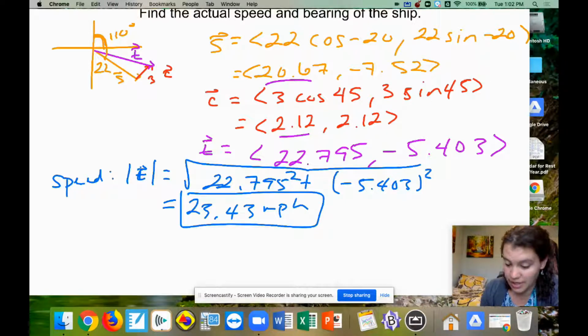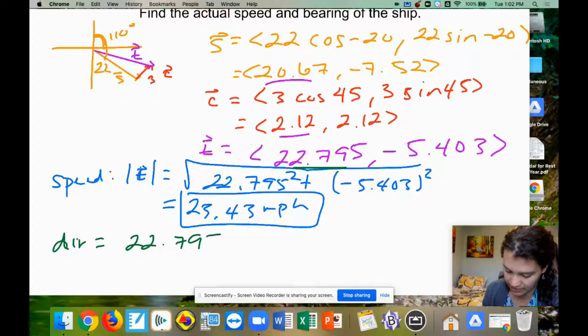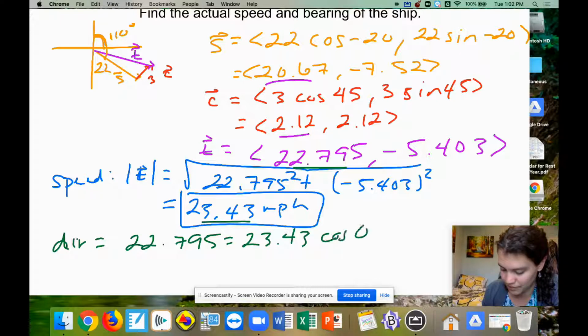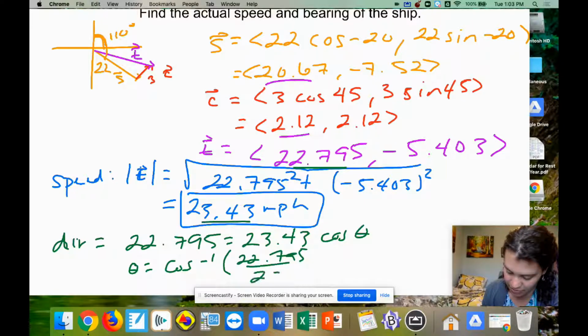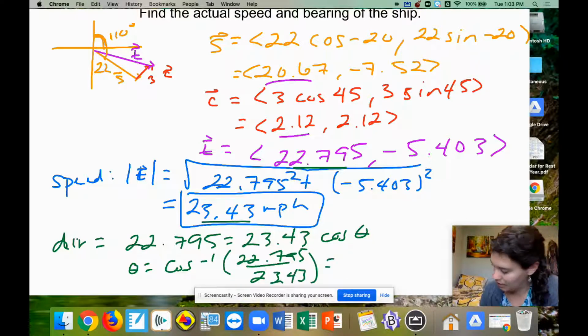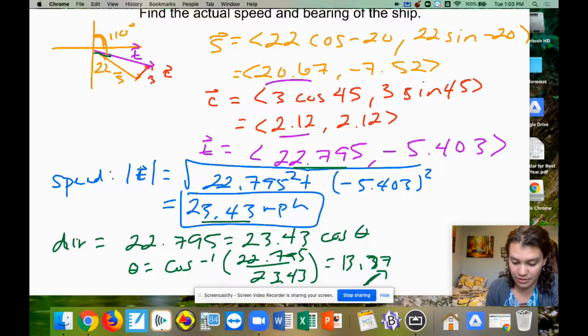Now to find the direction and then to change it into a bearing. So your direction, I again do the one with cosine, but you can do the one with sine. So about 22.795 equals your magnitude, cosine of your angle. So then theta is cosine inverse of 22.795 divided by 23.43. And I'm getting 13.37, which is going like that. But I want to be going down for my angle, so I'm going to make this negative.